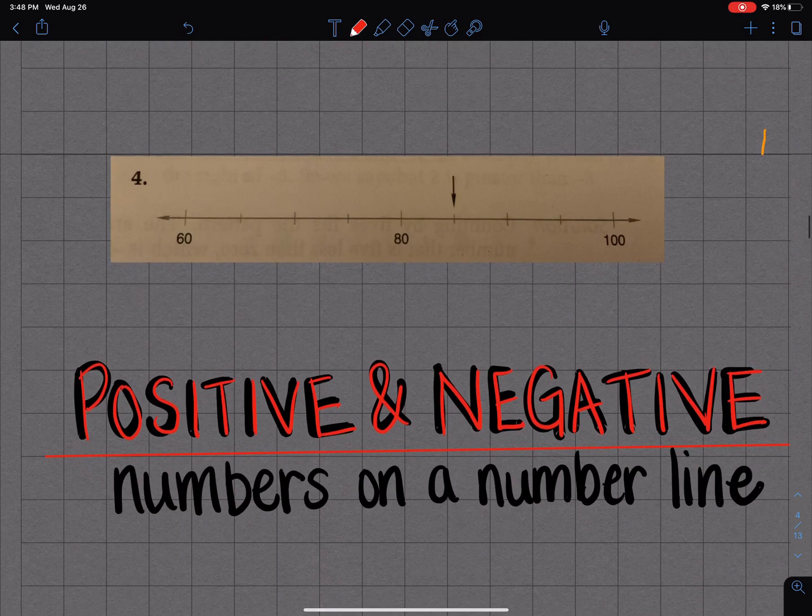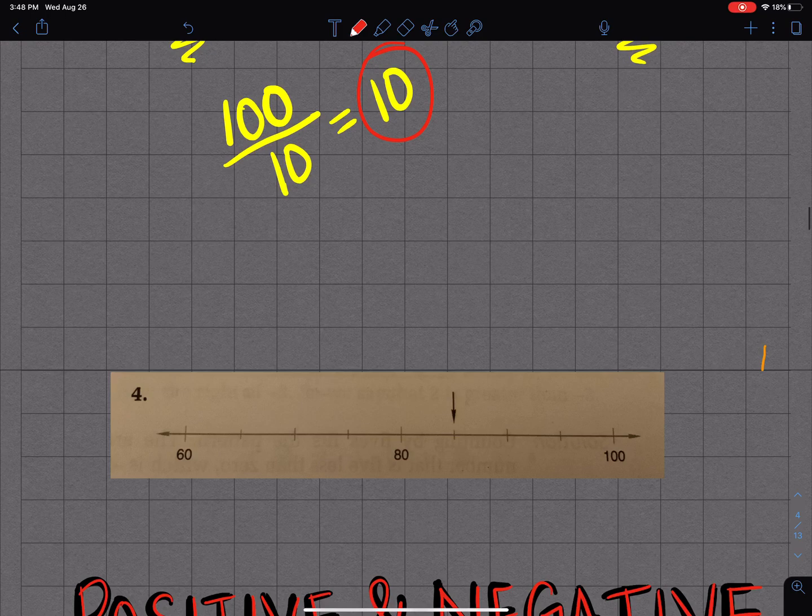All right, let's look at the next one. The next one, another tricky one. It gives you a value of 60, a value of 80, and a value of 100. So what are the tick marks going to be?